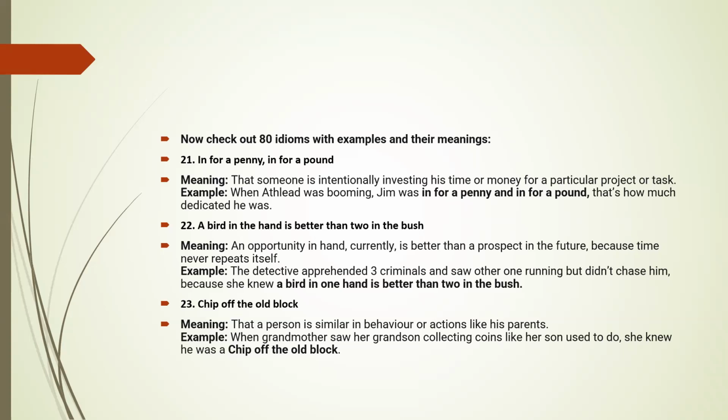Chip off the old block means that a person is similar in behavior or actions to his parents. When the grandmother saw her grandson collecting coins like her son used to do, she knew he was a chip off the old block. So let's read it once again. In for a penny, in for a pound means someone is intentionally investing his time or money for a particular project.